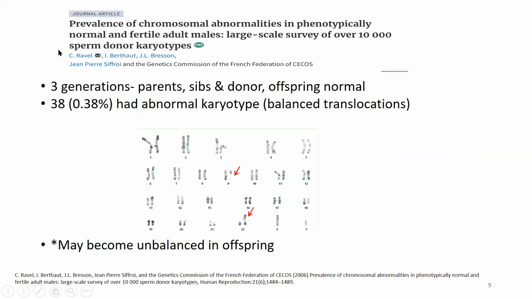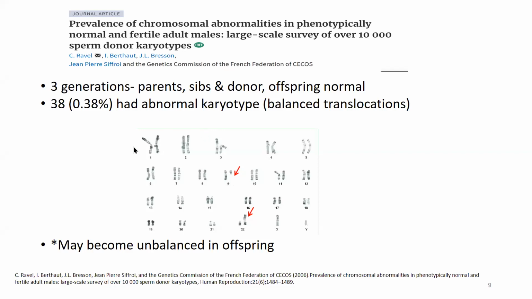So I really like this paper. It was a paper that looked at French sperm donors. For somebody to get onto a sperm donor service, the criteria is pretty stringent. So they karyotyped all 10,000 of them, and they found 38% of them had an abnormal karyotype. Now, this is what we call a balanced translocation, because somebody has an abnormal karyotype, but they have a normal phenotype. Now, the catch is this balanced translocation can become unbalanced in the next generation.